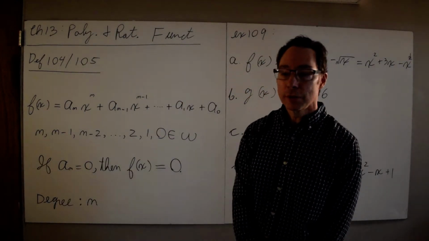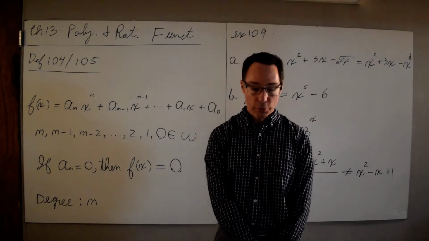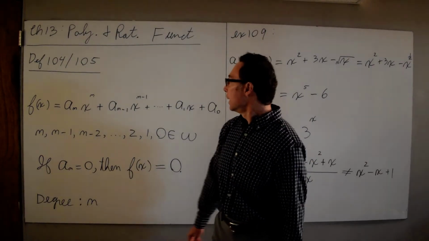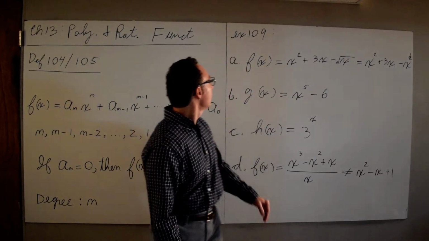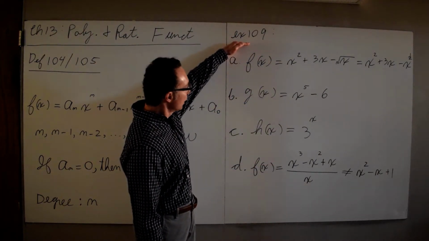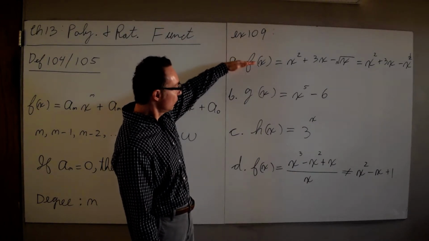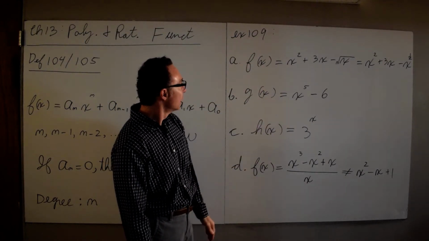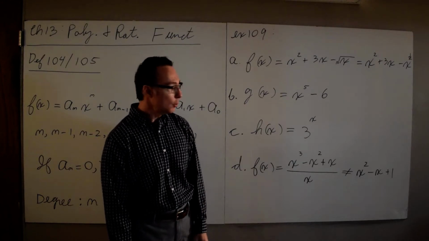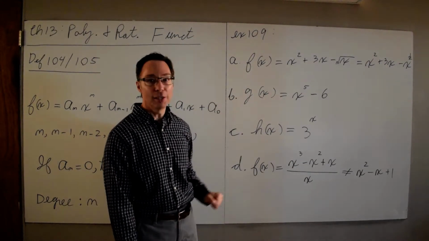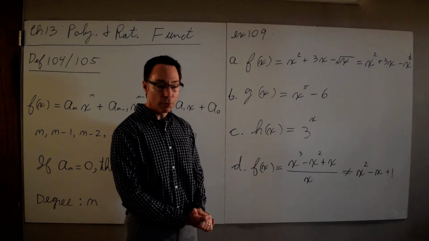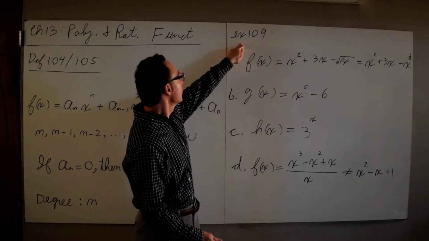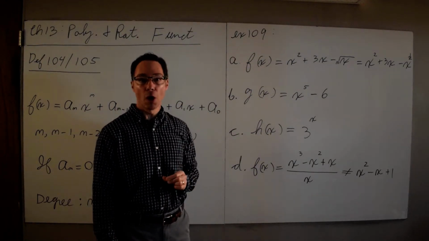This video is on Chapter 13, Polynomials and Rational Functions. In the notes, I gave you example 109, where I asked you to determine which of these functions were polynomials. And I gave you the solution. It was only B, but I didn't say why. And so this video is going to be an elaboration of the solution from example 109.